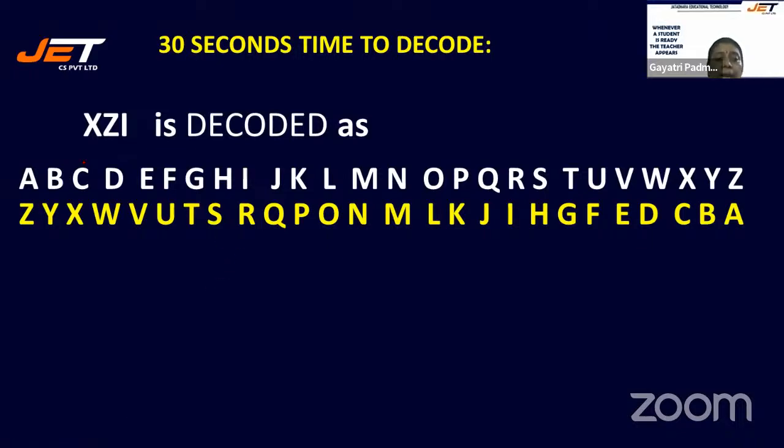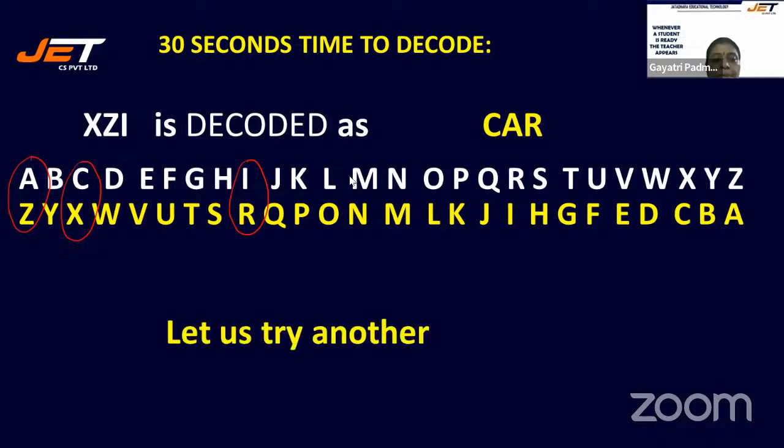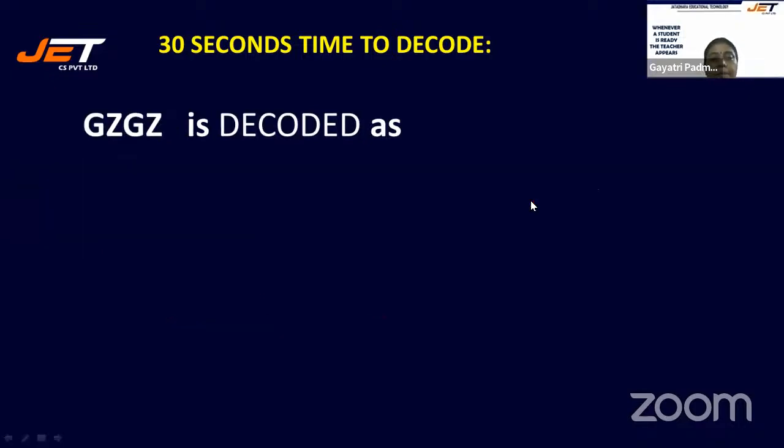We have X. X is here. We have Z. And we have I. All right. So it is C, A, R. Fine. I'm sorry, I should wait one second. Yes, here I is here, not this. I is R. Yes, so it is C-A-R. Fine. Now let us do the next one.